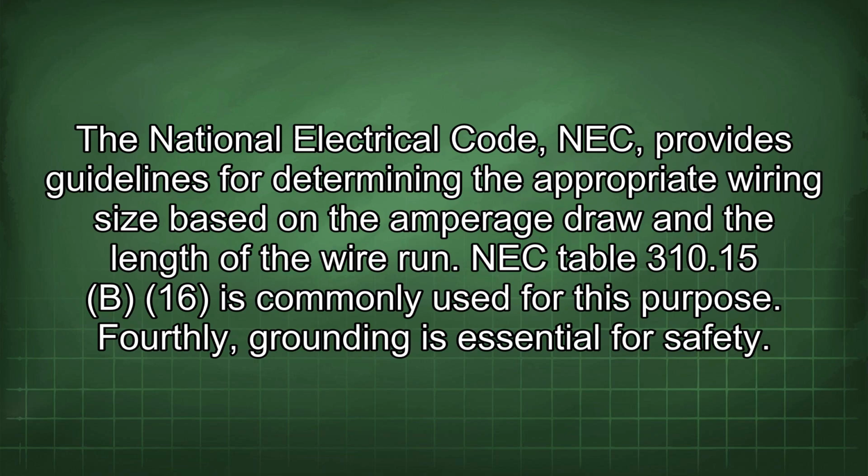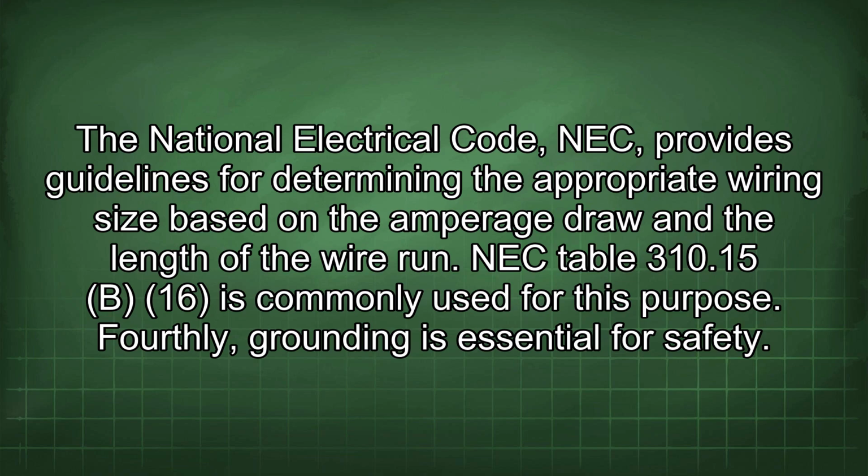The National Electrical Code (NEC) provides guidelines for determining the appropriate wiring size based on the amperage draw and the length of the wire run. NEC Table 310.15(B)(16) is commonly used for this purpose.